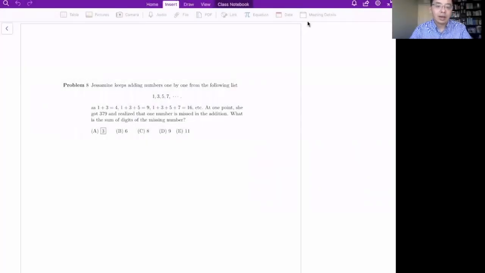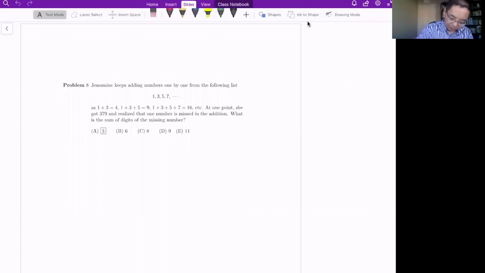All right. Now let's look at problem number 8. Number 8 says Jasmine keeps adding numbers one by one from the list, right? So those are the collection of all odd numbers. Then at some point she got 379, and she found she missed a number in the process. So the question: what is the missing number?